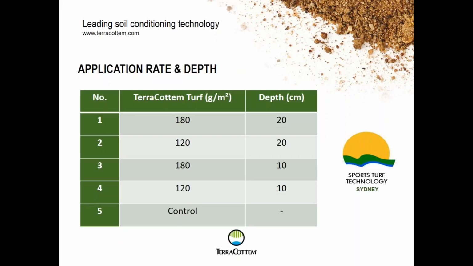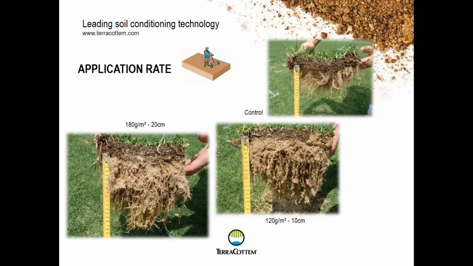The importance of application rate and application depth. From top to the left, you can see here an increasing amount of TerraCottem turf. So the more TerraCottem turf you add, the better the root development. Of course, this will also be a money issue here. At a certain point of time, the investment will be too high, so you need to find a good balance. That's why we normally say 120 grams per square meter.